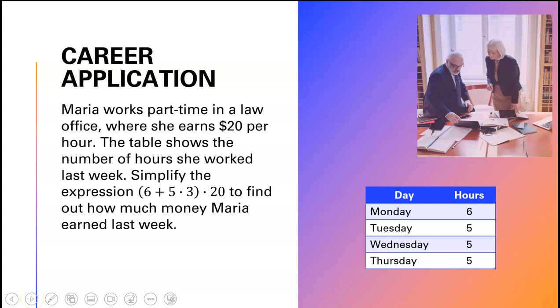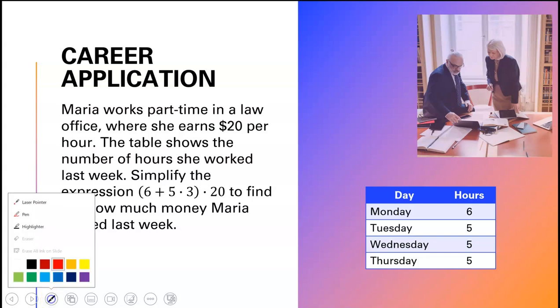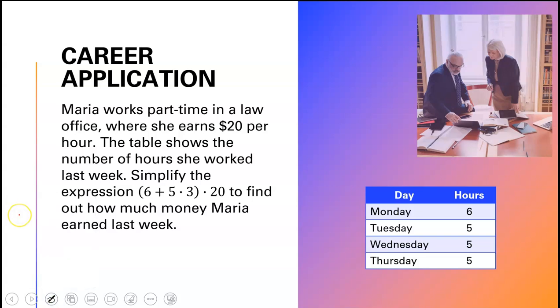Let's see how this concept or skill would work given a word problem. Maria works part-time in a law office where she earns $20 per hour. The table shows the number of hours she worked last week. Simplify the expression, the quantity 6 plus 5 times 3 times 20, to find out how much money Maria earned last week. We're not at this point yet, but we will have to get to a point where we take the given information, in this case the table, and create the expression on our own.